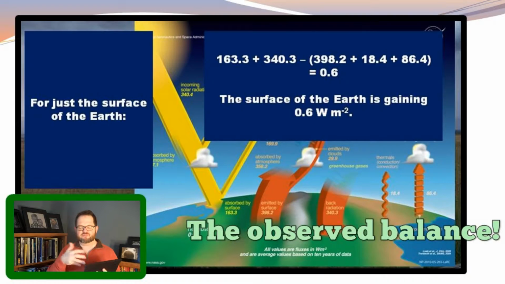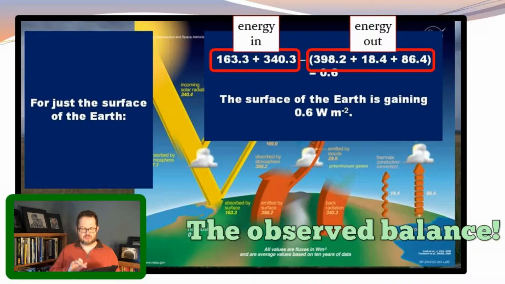We had these relatively small fluxes of heat associated with conduction and latent heat release and so on. And when you added up all these different terms of this heat balance, you found out that it didn't quite come to zero. It came to 0.6 watts per square meter, meaning that the surface of the Earth was gaining heat at a rate of 0.6 watts per square meter.